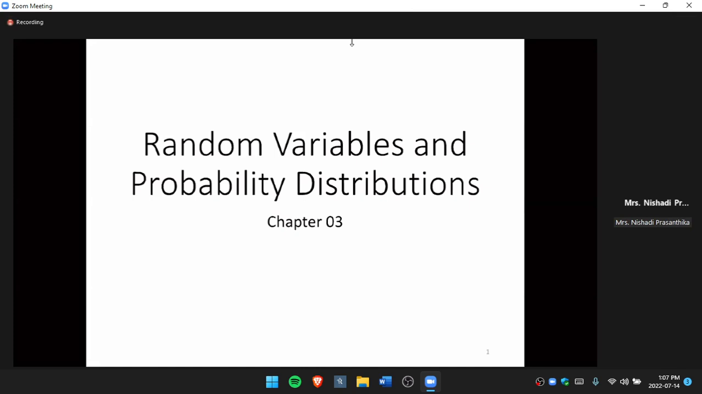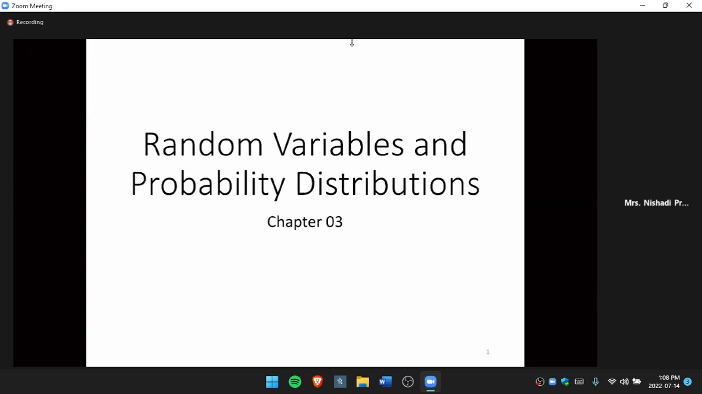I think you might have remembered what we discussed last week. We started our third chapter, random variables and probability distributions, right? So far you have studied probability concepts and descriptive statistics. Using the knowledge of both chapters, we will learn about random variables and probability distributions, right?